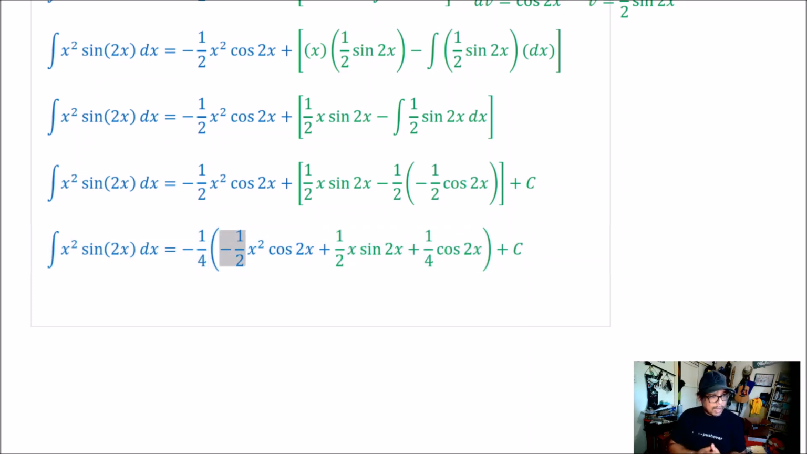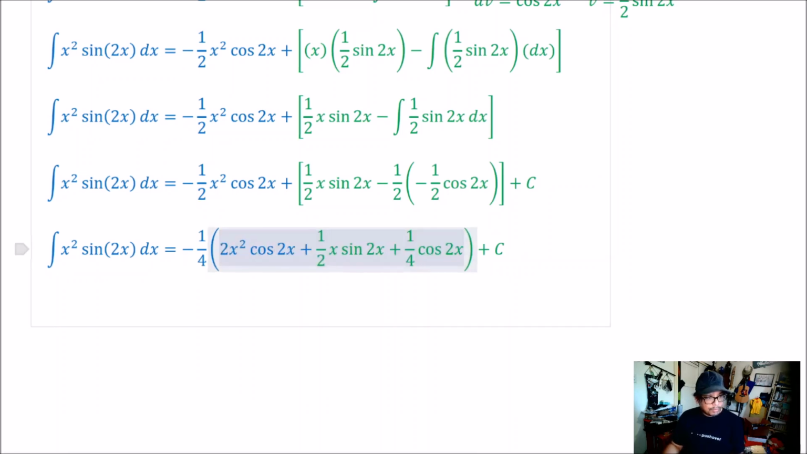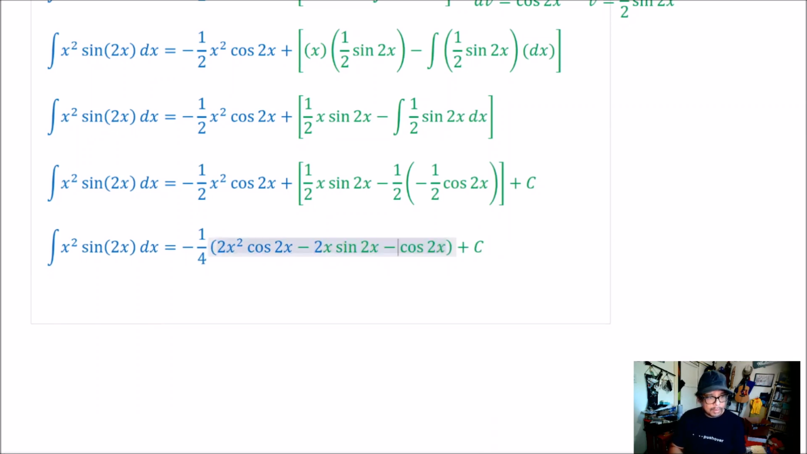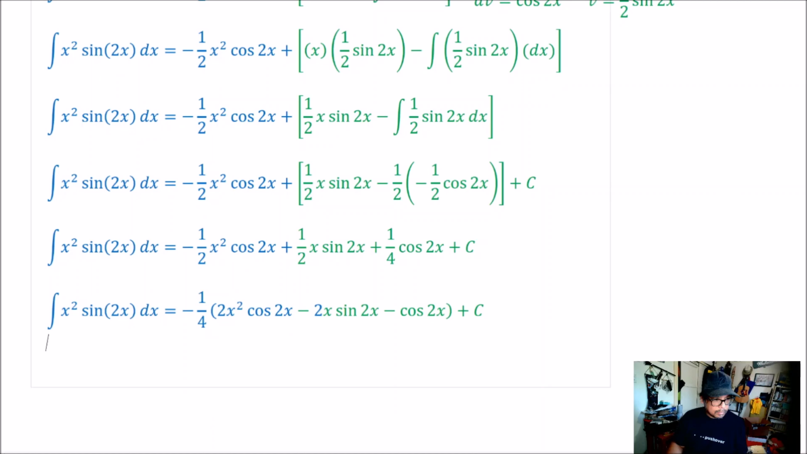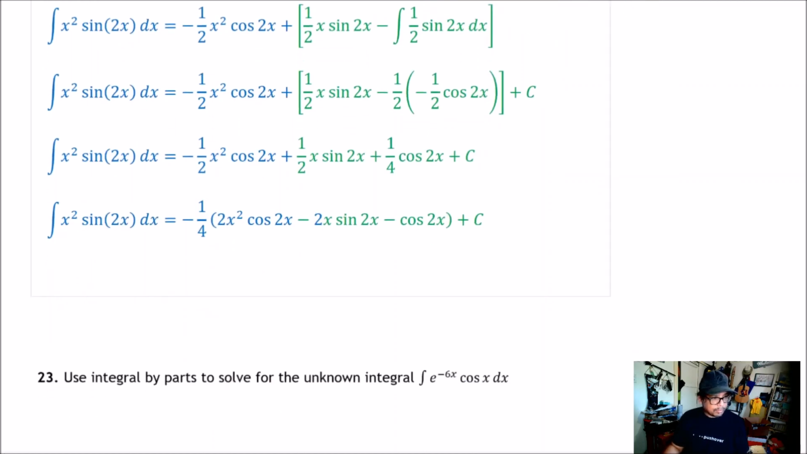So negative 1/2 multiplied by negative 4 is a positive 2. Positive 1/2 divided by negative 1/4 is a negative 2. And then 1/4 divided by a negative 1/4 is a minus 1. Of course, you don't need that one, so we'll just go ahead and get rid of that. And that looks to be correct here, which means I think we're done here.